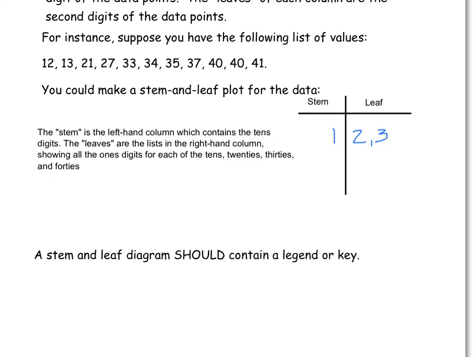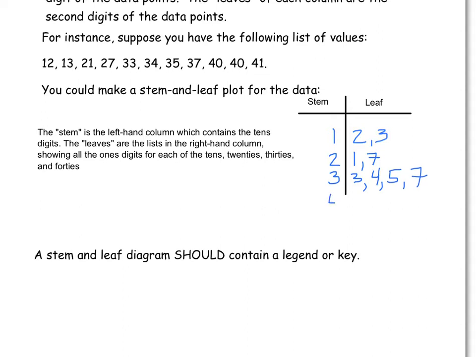So let's continue. Where did we leave off? We did the 12, the 13, now we're at the 21. So 21, the first digit is a 2, so we start a new row, and the second digit is a 1. Then we have 27, so 2 and 7. Then 33, so we start a new row for our first digits that are 3, so we have 33, 34, 35, and 37.